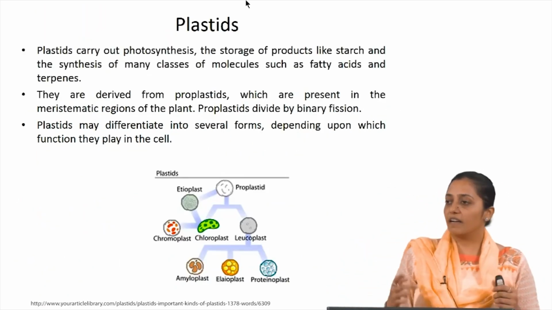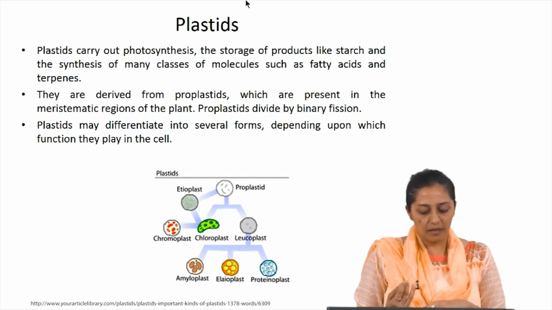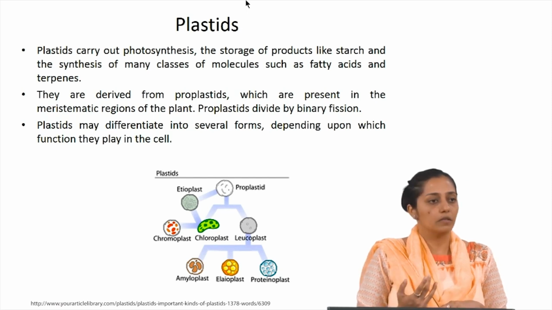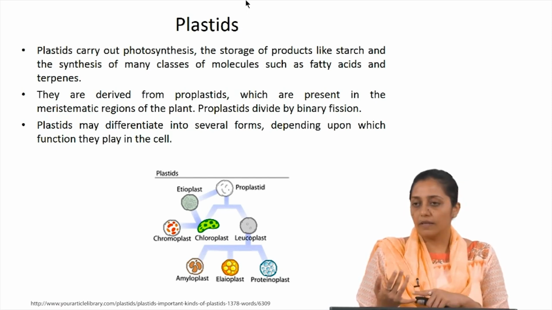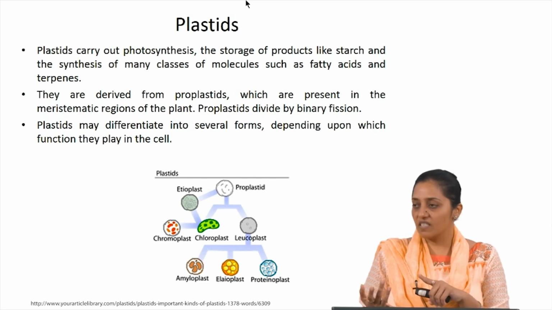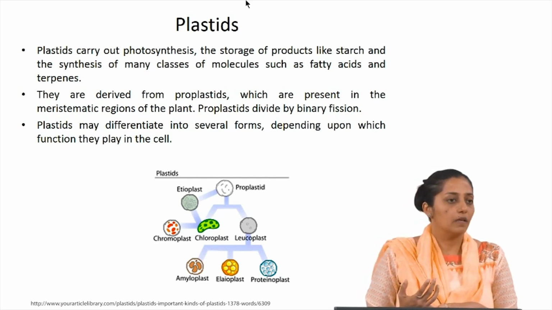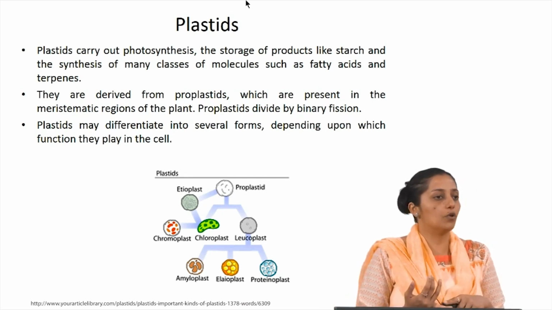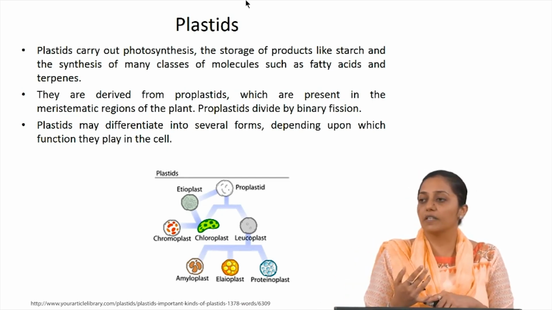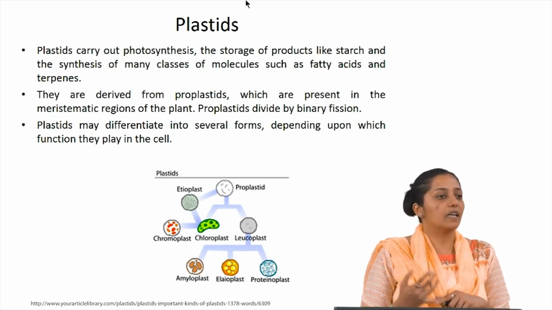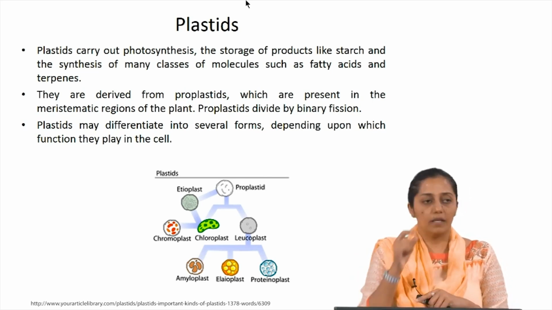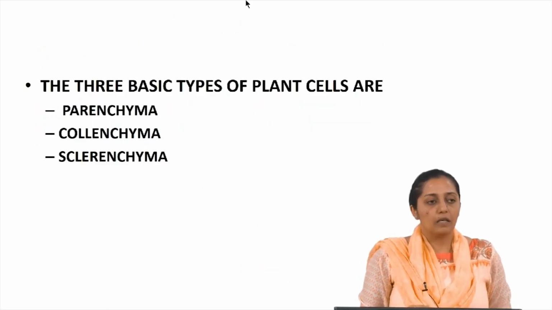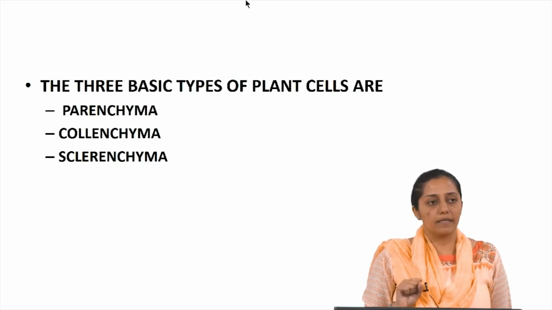Now plastids, there are very different kinds of plastids I was mentioning. Chromoplasts are the kind of plastid which can store your colored molecules. Then chloroplast for photosynthesis. Leucoplast is for storage of many different kinds of molecules, and they are further divided into amyloplast, which you must have heard of, for starch, then elaioplast for oils and granules, then proteinoplast for proteins.